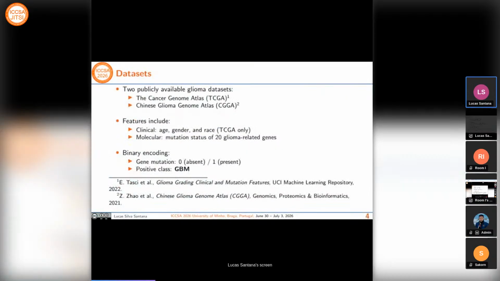We test our method using 2 public glioma datasets, The Cancer Genome Atlas, or TCGA, and the Chinese Glioma Genome Atlas, or CGGA. Both these datasets include clinical and molecular data. The clinical features are age and gender, and the TCGA also includes race. Both datasets contain the mutation status of 20 glioma-related genes, and all molecular features are binary. This means a gene is either mutated or not. And we use glioblastoma multiforme, or GBM, as the positive class in all our experiments.